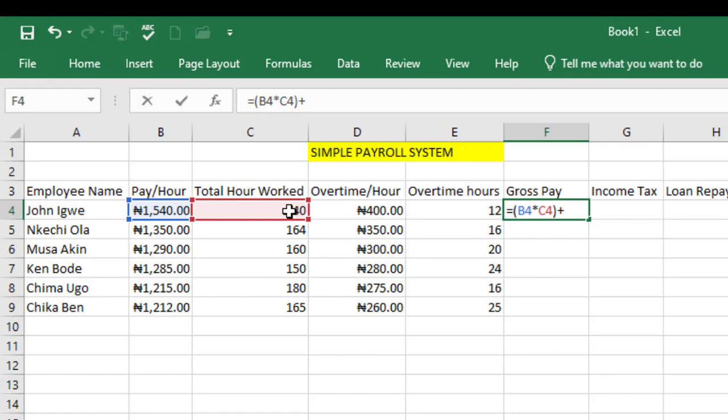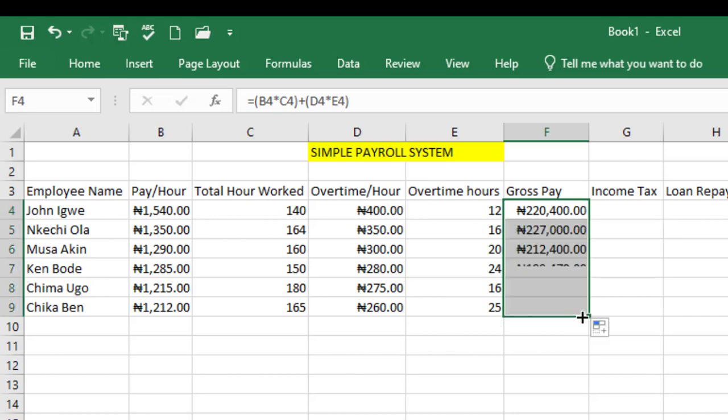overtime. And so to get what he obtained overtime, we open up a bracket as well and say we multiply the payment per hour for overtime that's accruable to Igwe by the hours Igwe worked. Then we'll close the bracket. Then we'll press our enter key. So this is the gross pay for Igwe. So to autofill for others, we drag down.